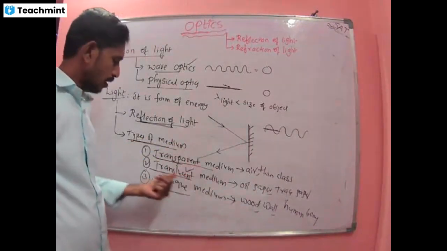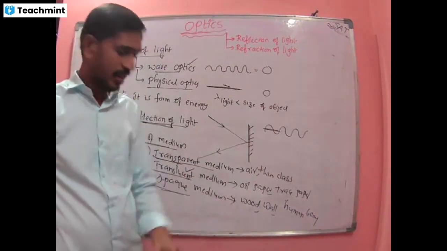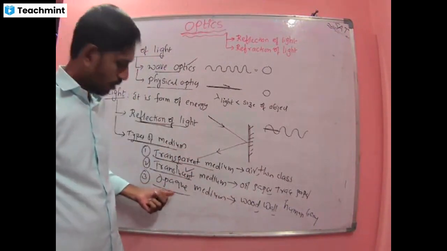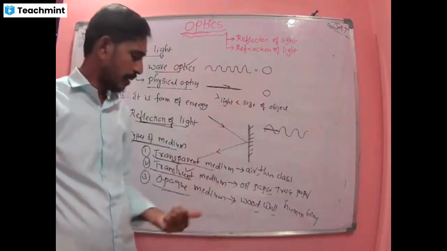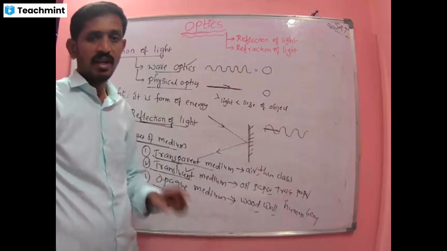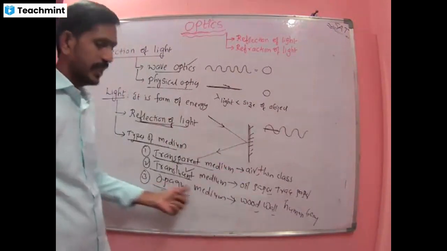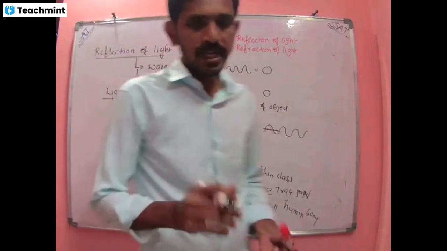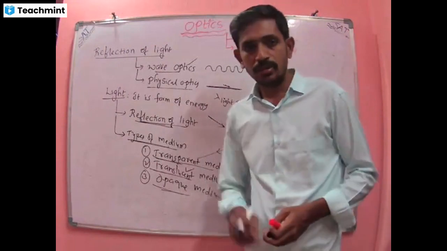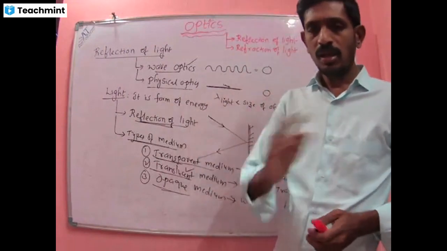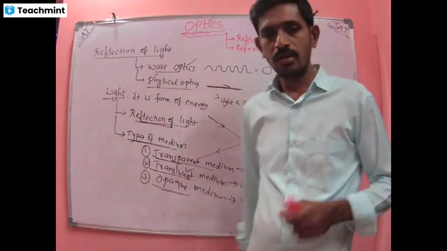So if you want to get a reflection, which medium is required? Opaque medium, because that medium doesn't allow light through it. Definitely, if you want to get a reflection of light, we need opaque objects.